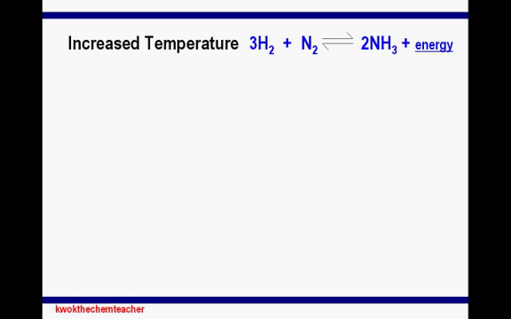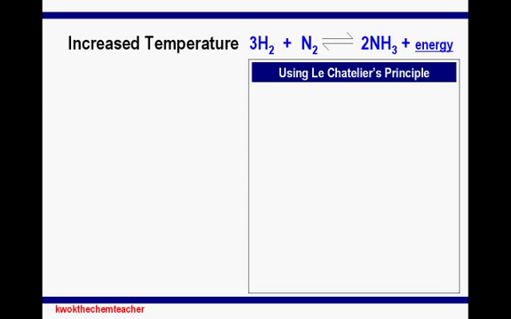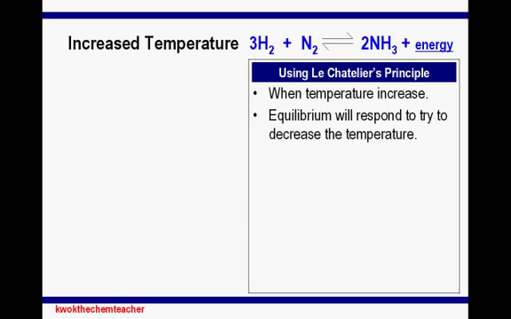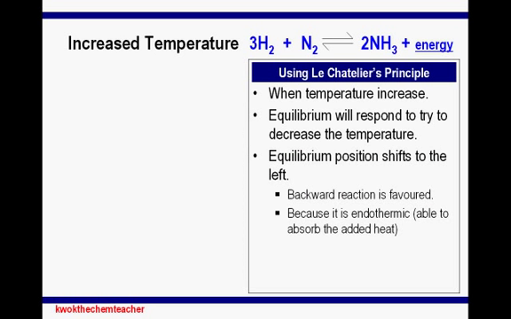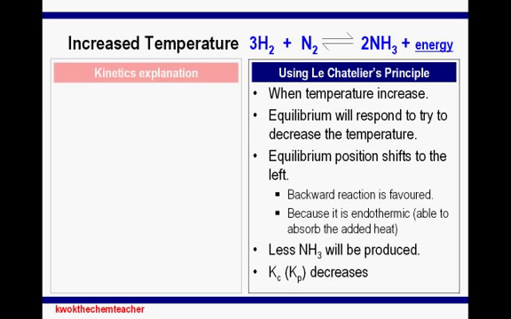We'll be using this example to explain how increased temperature will cause the equilibrium position to be affected. We'll still be using the Haber process as our example. Using Le Chatelier's principle, you can observe that when temperature increases, the equilibrium will respond to try to decrease this temperature. The equilibrium position will shift to the left. The backward reaction is favored because it is endothermic. Less ammonia will be produced. The equilibrium constant will decrease.